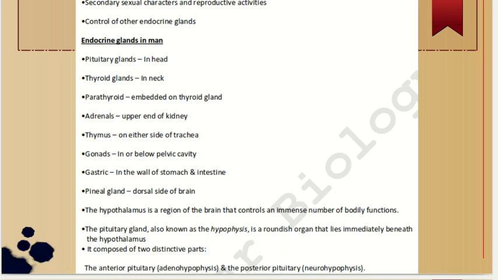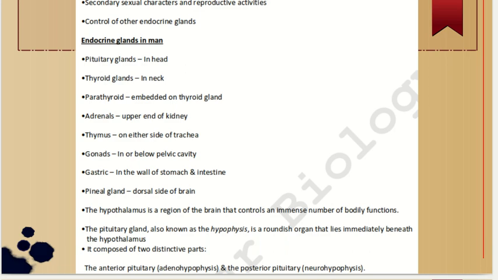The endocrine glands that you can notice in man are: the pituitary gland, found in the sella turcica in the head region; the thyroid gland in the neck region; and the parathyroid, embedded on the thyroid gland. The adrenals, as the name indicates, are at the upper end of the kidney, almost like cap-like structures above the kidney. The thymus is found on either side of the trachea. The gonads are found below the pelvic cavity. The gastric glands are found in the wall of the stomach and intestine. The pineal gland is located at the dorsal side of the brain.